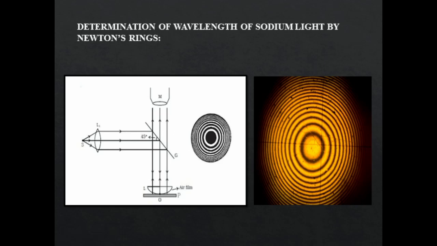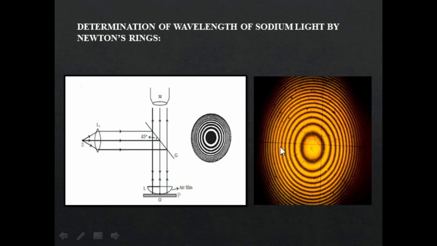The microscope is adjusted such that a dark ring is at the center of the crosswire. Then the microscope is moved towards the left or right such that the crosswire is tangential to the 21st dark ring, and we take the microscope reading. Then it is moved towards the 18th dark ring, then 15th, 12th, 9th, until we reach the center. Each time we note the microscope reading. Then it is moved towards the left, to the 21st dark ring, then 18th, 15th, and so on, again reaching the center.